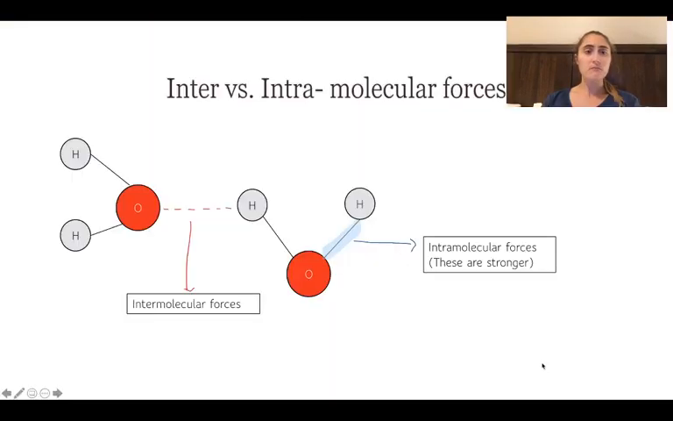So first, a little general overview of inter versus intramolecular forces. Remember, in this class, we're going to be talking about intermolecular forces. Intermolecular forces are the force that holds two molecules together. In this case, we're looking at two water molecules and the intermolecular force that's holding the two of them together. There are also intramolecular forces. That's what holds an actual molecule together within itself, or individual atoms within a molecule together. These forces are much stronger than intermolecular forces, but the intermolecular ones are what we're going to be focusing on in this class.